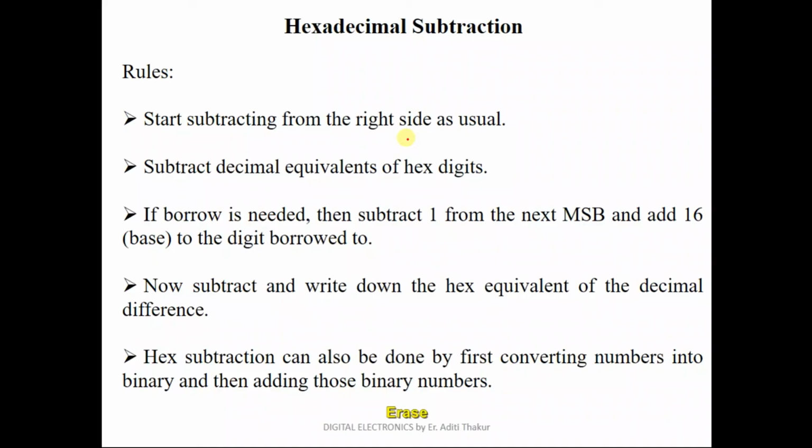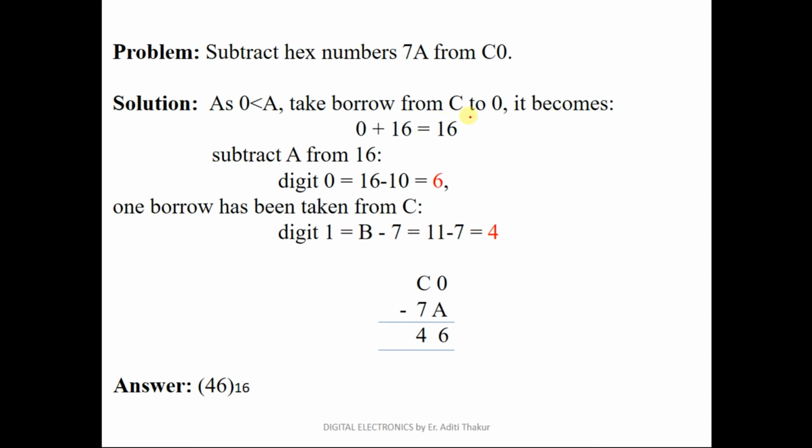The same process will be applicable for hexadecimal subtraction. Now we will understand this by subtracting these two numbers. Subtract hex number 7A from C0. Now 7A can be subtracted from C0 like this. 0 is less than A, so we have to take 1 borrow from C. If we take 1 borrow from C, this C becomes B, and this 0 becomes 16 because we add the base of this number system. Now this A will be subtracted from this 16. What A is, is nothing but 10. So the difference is 6, and we will get 6 here.